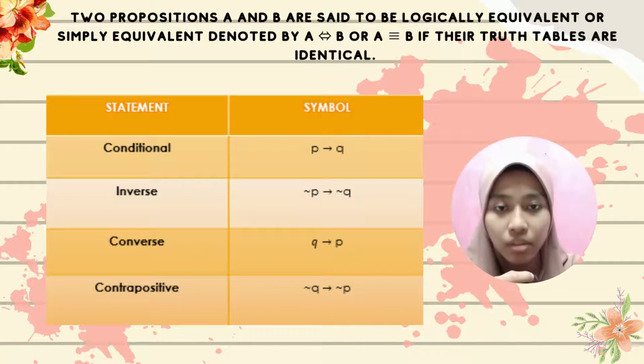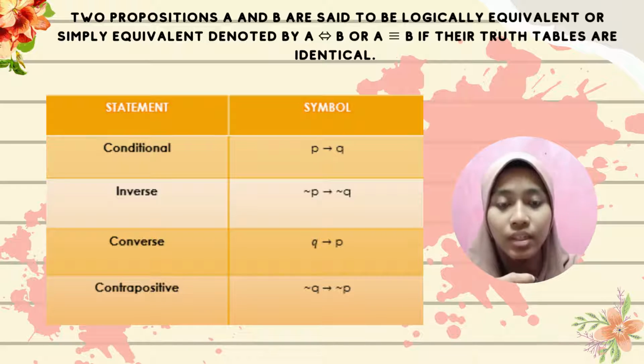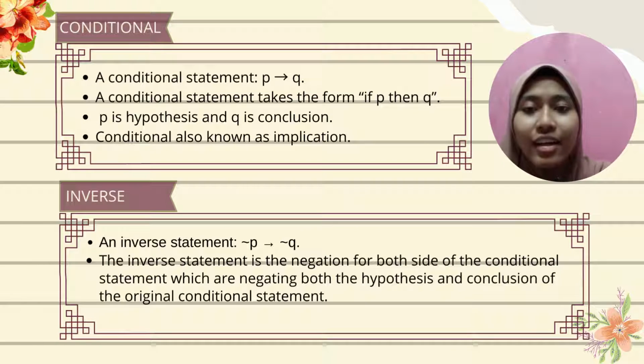There are 4 statements. Firstly is the conditional statement. The symbol for the conditional statement is P implies Q. Secondly is the inverse statement. Its symbol is negation P implies negation Q. Thirdly is the converse statement, with the symbol Q implies P. And the last statement is the contrapositive, with the symbol negation Q implies negation P. Next, I proceed with my presentation to explain the details of the 4 statements.